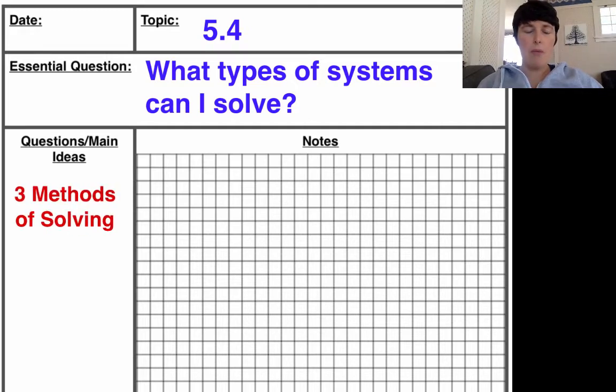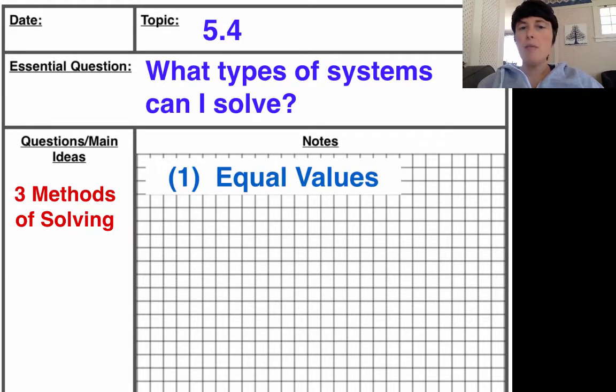So for our notes today, we're going to write down those 3 methods of solving. And I would challenge you to hit the pause button right now, and can you list out the 3 methods? Do you know them? Well, here they are. I'm going to go through them. Method number 1 is what I call the equal values method.